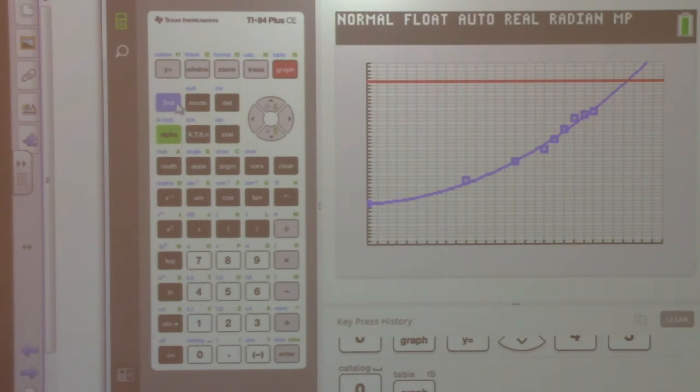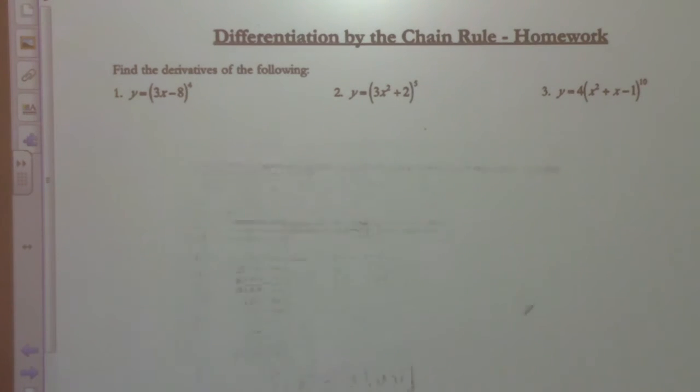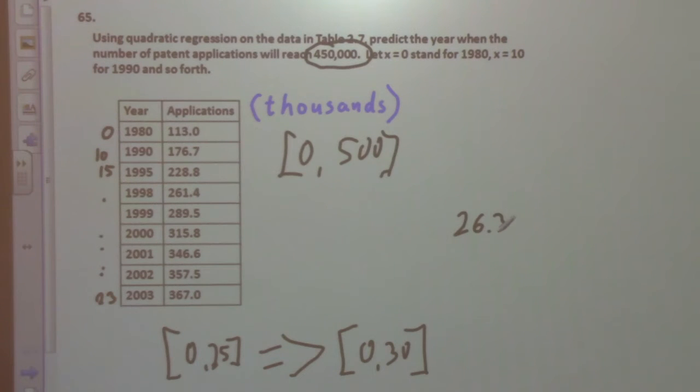Then you can trace, but you can go second, trace, 5, enter, enter, enter. Did you trace that and get about that anyway? The problem with tracing is you're not going to get exactly on this because it'll advance incrementally. So what is our answer going to be? This is approximately when we're going to have 450,000 patent applications. Okay, 26.3, what is that going to be? Predict the year. What year is that going to be?